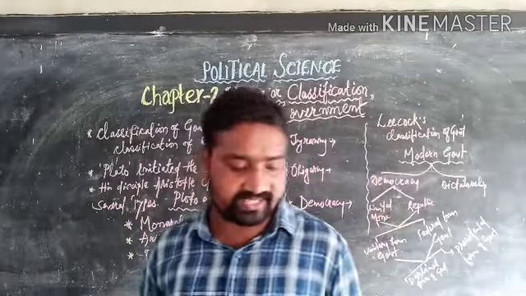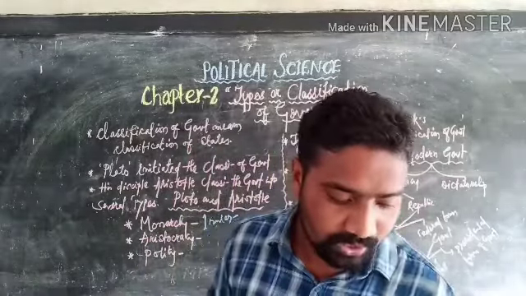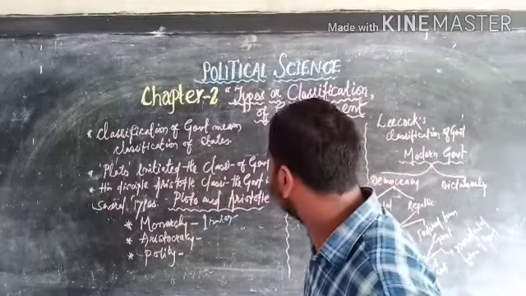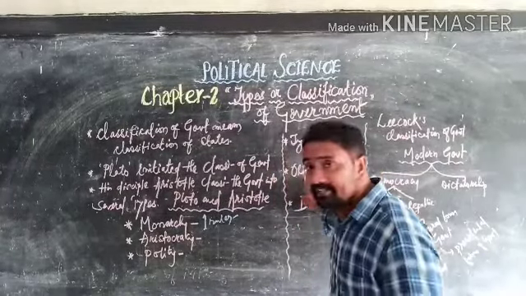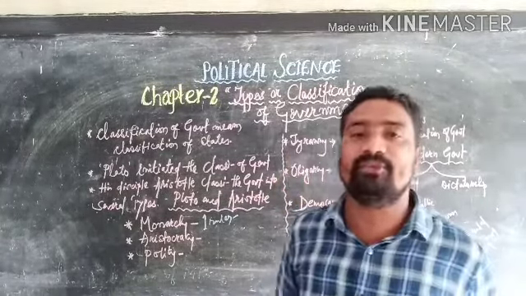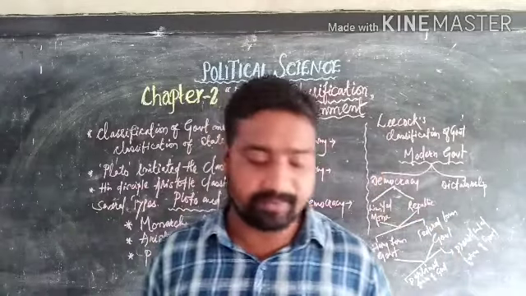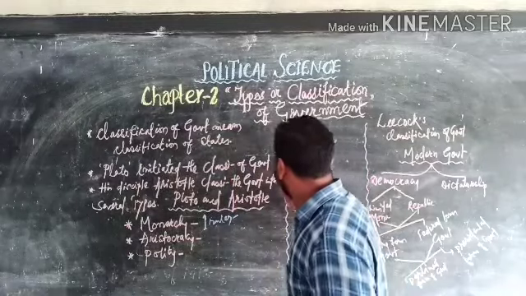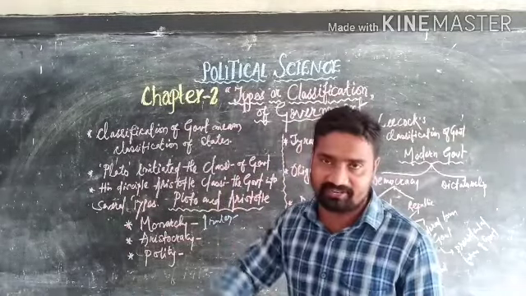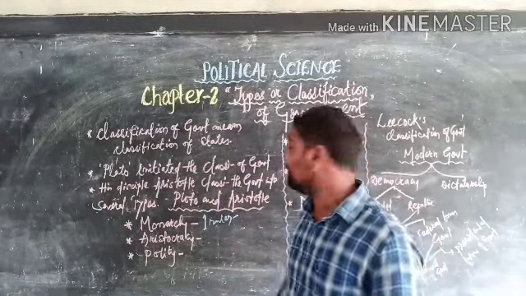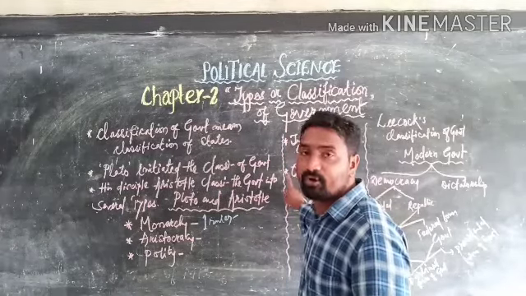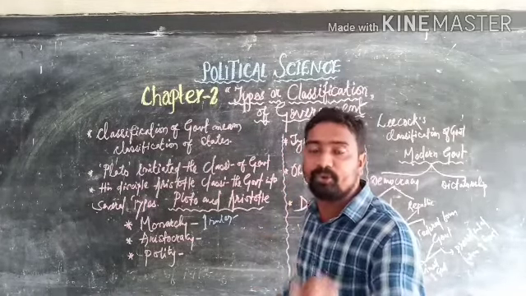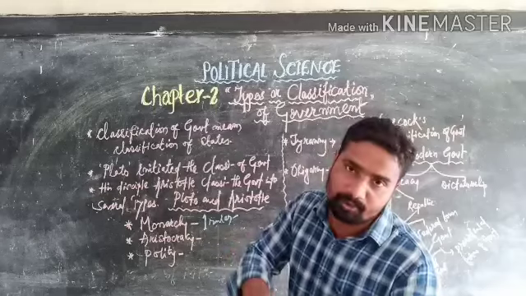Next one is oligarchy. What is oligarchy? Oligarchy is government by a few people. Okay? Government by a few people. For whom? For their own benefit. Is it clear? Oligarchy is a form of government by a few people for their own benefit.